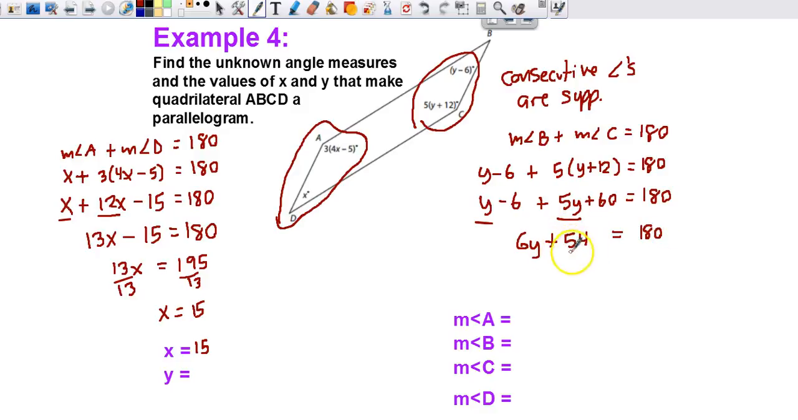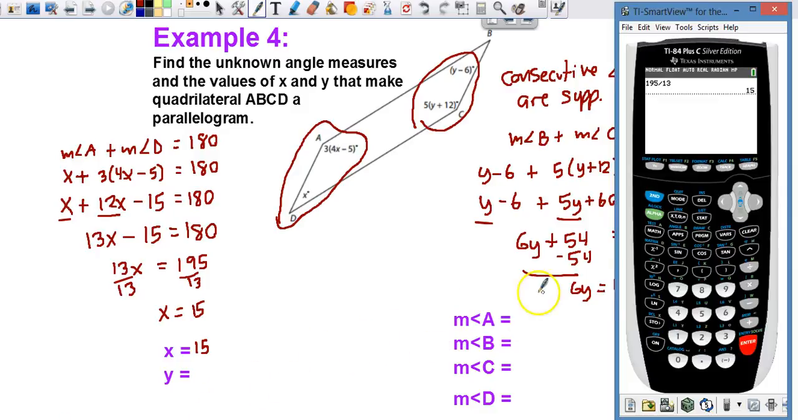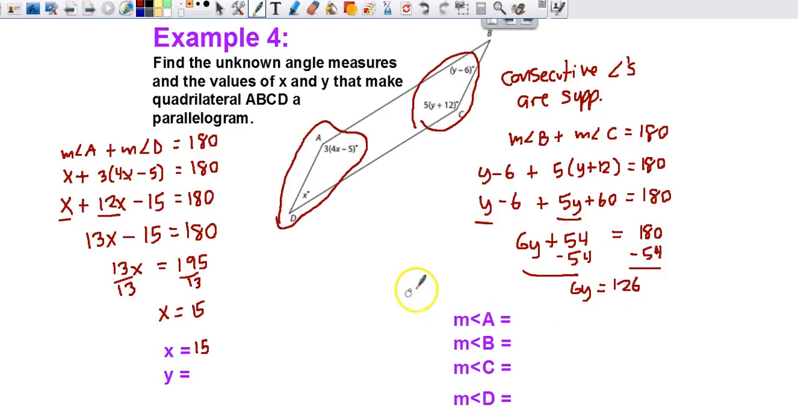Okay, since that's a plus 54, I do want to subtract that out. So 180 minus 54, if you need to use your calculator, that's going to give you 126, I believe. And doing a quick division is going to get you 21. So y is going to be 21.